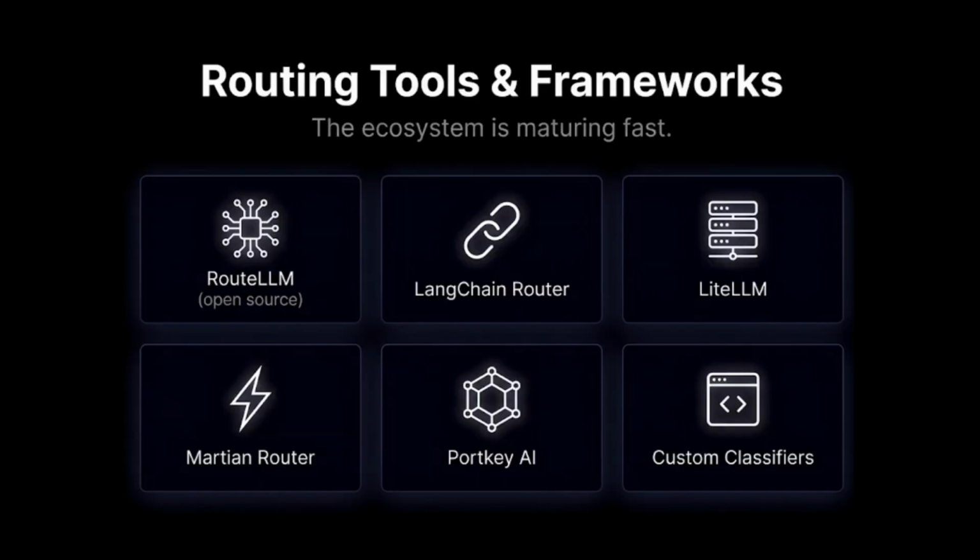You don't have to build routing from scratch. There's a growing ecosystem of tools that abstracts this. RouteLLM is an open source framework that lets you plug in different routing strategies and benchmark them. LiteLLM handles model gateway routing with fallbacks built in. Martian and Portkey are commercial router products that sit in front of your model calls and make routing decisions for you. LangChain has a router chain abstraction if you're already in that ecosystem, and that space is moving pretty fast.